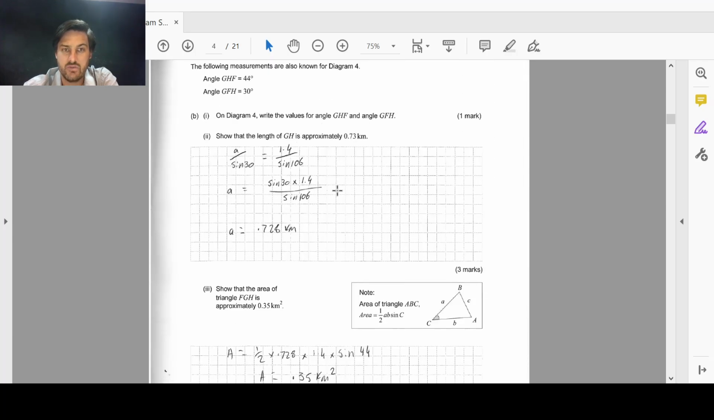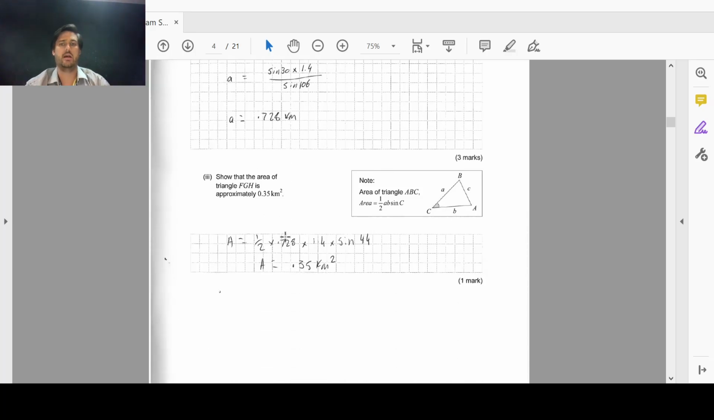If you've done that correctly, you'll get something that looks like this, and then from there, we just need to multiply by sine 30 on both sides. So sine 30 times by divided by sine 30, that cancels out. And then we have it multiplied by sine 30 over here, and we would get 0.728 kilometers once we put that into our calculator.